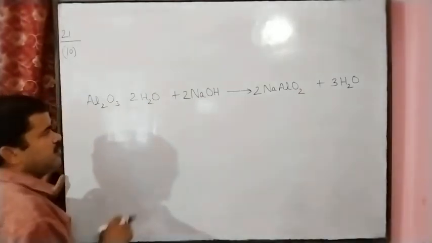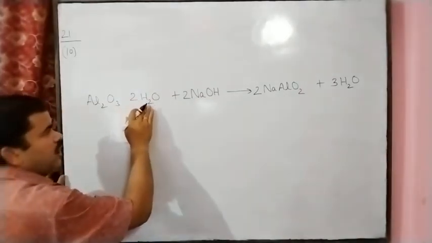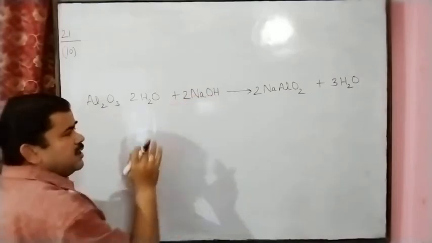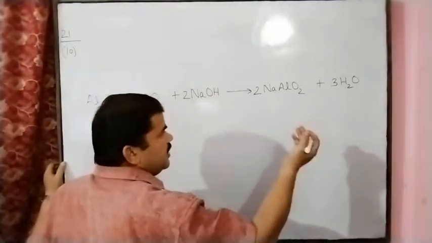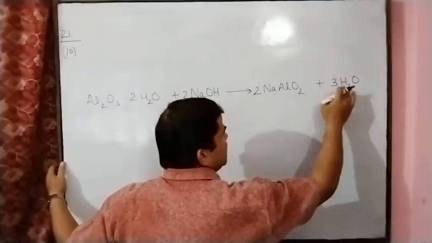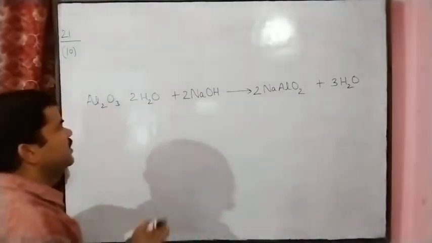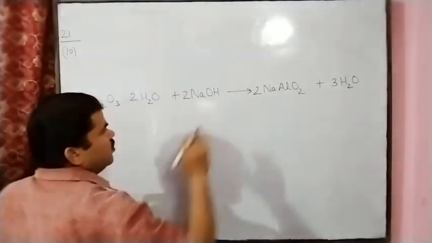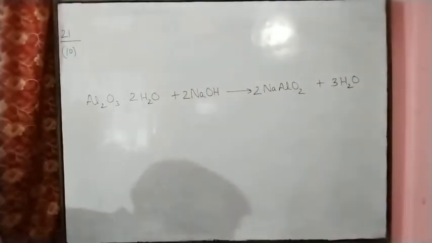Then we will see the hydrogen: hydrogen 4 and 2 more hydrogen on the reactant side. So 4 hydrogen here, 2 here, means 6 hydrogen. And on the product side, also 6 hydrogen. Hydrogen balanced, and sodium 2, sodium 2. So this is the balanced chemical equation.